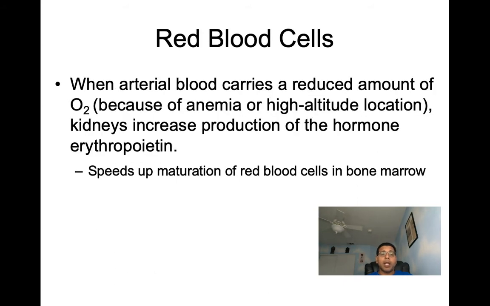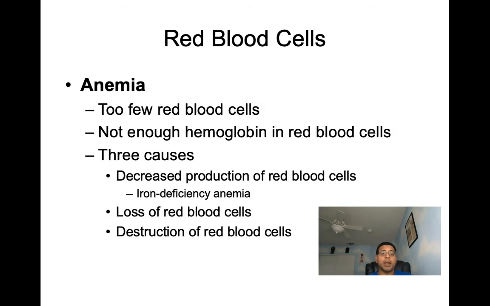Next, then, let's check out erythropoietin. Erythropoietin is a hormone that's secreted by the kidneys, and it increases red blood cell production and maturation in the presence of low oxygen in the blood. So when arterial blood carries a reduced amount of oxygen, could be because of anemia or high altitude, the kidneys increase their production of erythropoietin, and erythropoietin is going to speed up the maturation of our red blood cells in the bone marrow. So we talked about anemia.